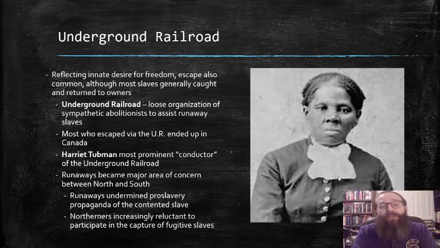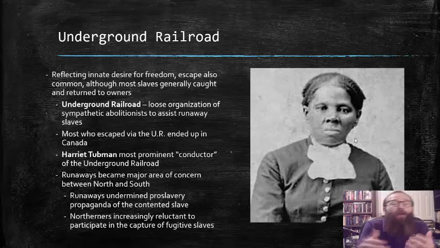Most who escaped via the Underground Railroad ended up in Canada, as Canada was the only place that the fugitive slaves were completely free from the potential to be recaptured and returned to slavery. Harriet Tubman, the woman you see here, was a former slave herself who became the most prominent conductor of the Underground Railroad and took on dozens of missions where she returned to the South to guide some of these enslaved escapees out of the South into the North and some on into Canada.